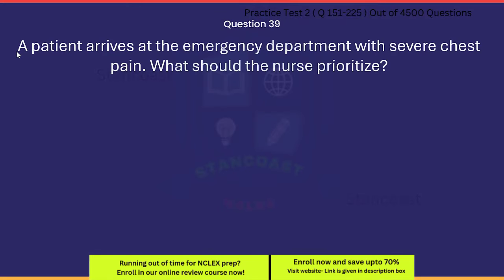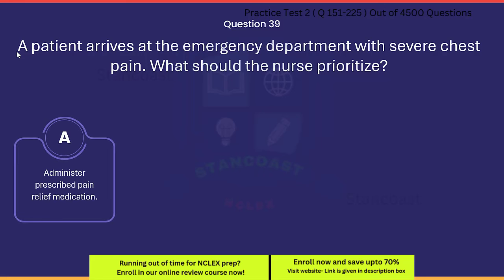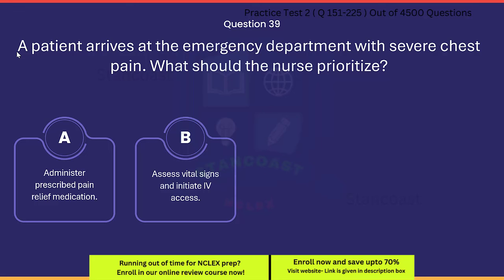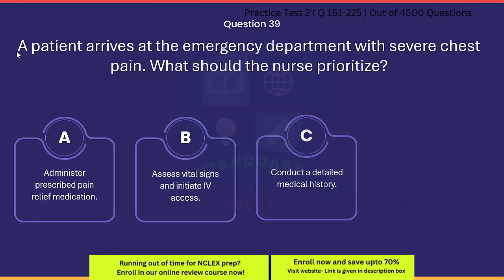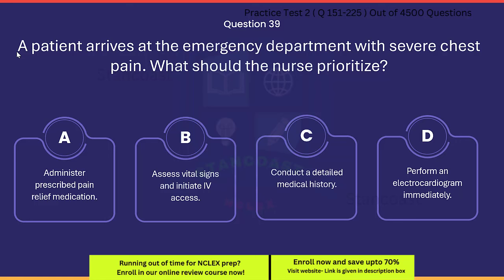Next question. A patient arrives at the emergency department with severe chest pain. What should the nurse prioritize? A. Administer prescribed pain relief medication. B. Assess vital signs and initiate intravenous access. C. Conduct a detailed medical history. D. Perform an electrocardiogram immediately. Think about the initial steps in managing chest pain. The correct answer is B.